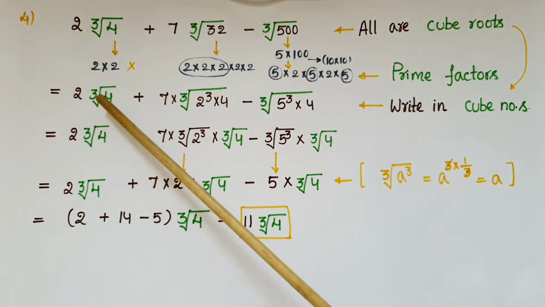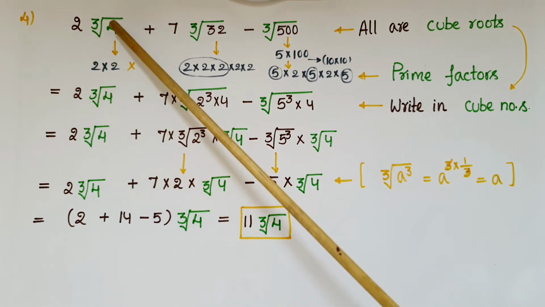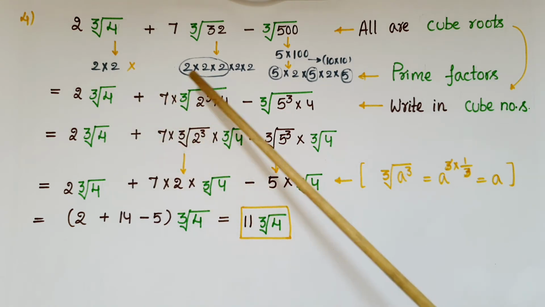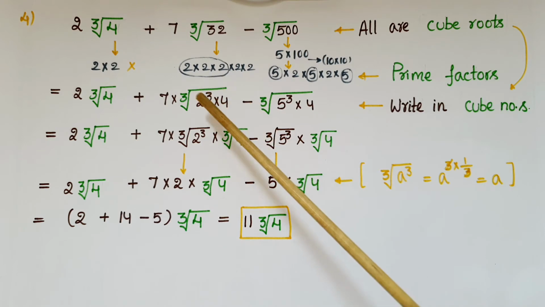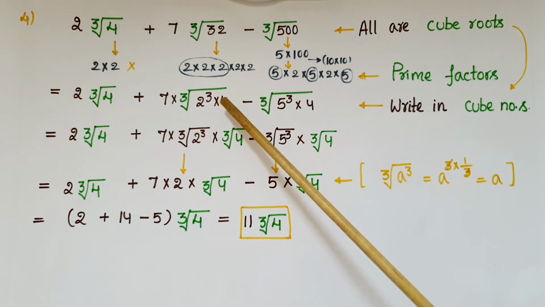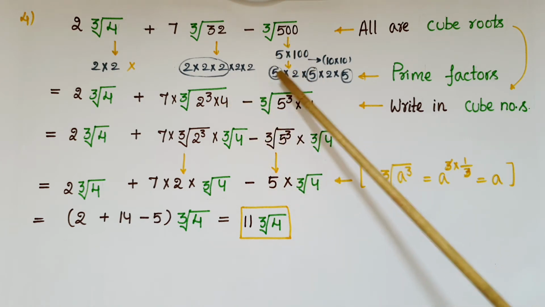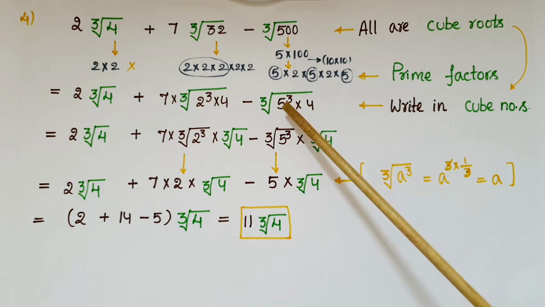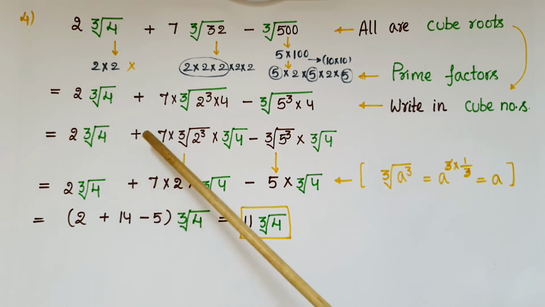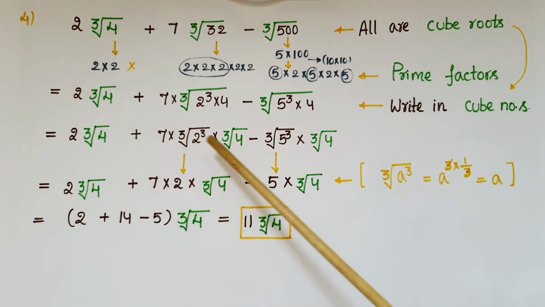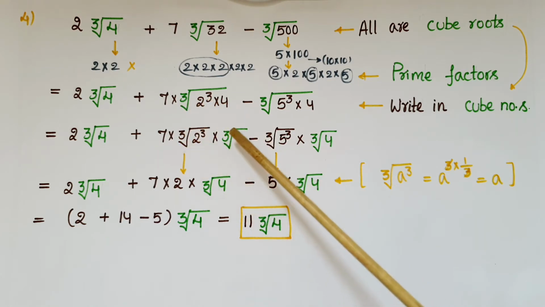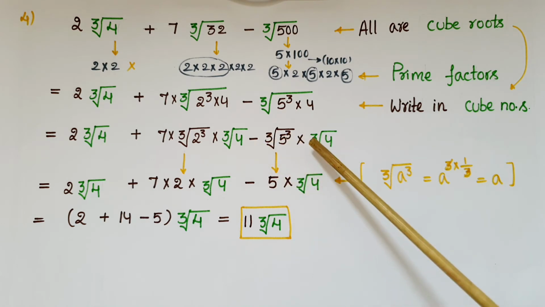Now 2 into cube root of 4, because 4 is not a cube number, so write 2 into cube root of 4 plus 7 into cube root of, here one cube number is there, 2 cube, so write 2 cube into, the remaining numbers factors are 2 into 2, so write 2 into 2 is 4, minus here one cube number, that is 5 cube, so cube root of 5 cube into 2 into 2, 4. Now 2 into cube root of 4 plus 7 into cube root of 2 cube into cube root of 4, minus, because cube root of AB is cube root of A into cube root of B, minus cube root of 5 cube into cube root of 4.